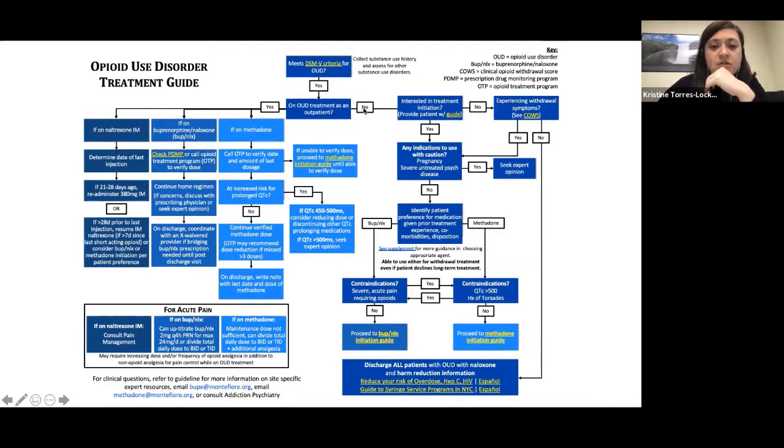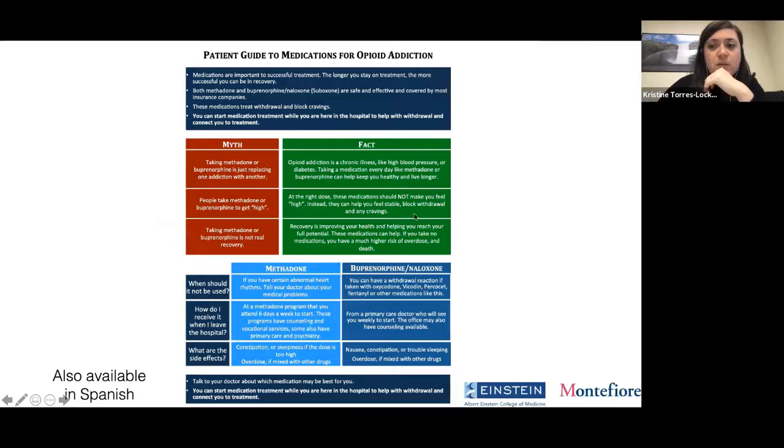But for our patient, she's not on any treatment, right? So is she interested in ongoing treatment? And we also created this 1-page patient guideline that goes through some of the myths and the facts about treatment for opioid use disorder with medicines and the different medicines.